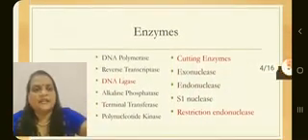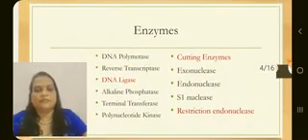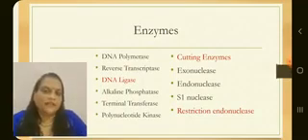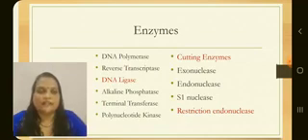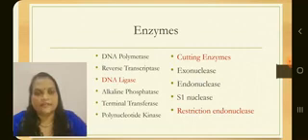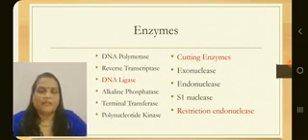Various enzymes are required for the process of genetic engineering to complete. The enzymes mainly are involved in cutting the DNA molecule and joining the DNA molecules. During the process, we also need some other types of enzymes, but the major enzymes are cutting enzymes and joining enzymes. The cutting enzymes are exonucleases, endonucleases, S1 nucleases, and restriction endonucleases. The most important cutting enzymes that are used in genetic engineering are restriction endonucleases.